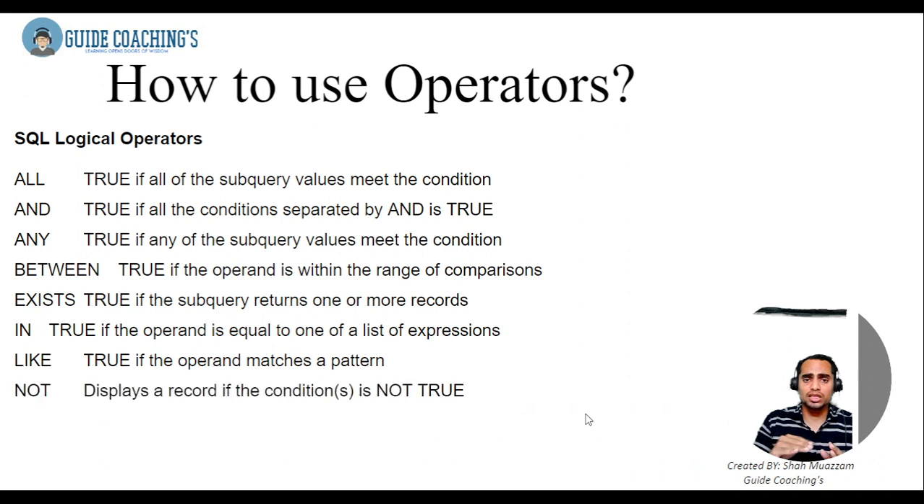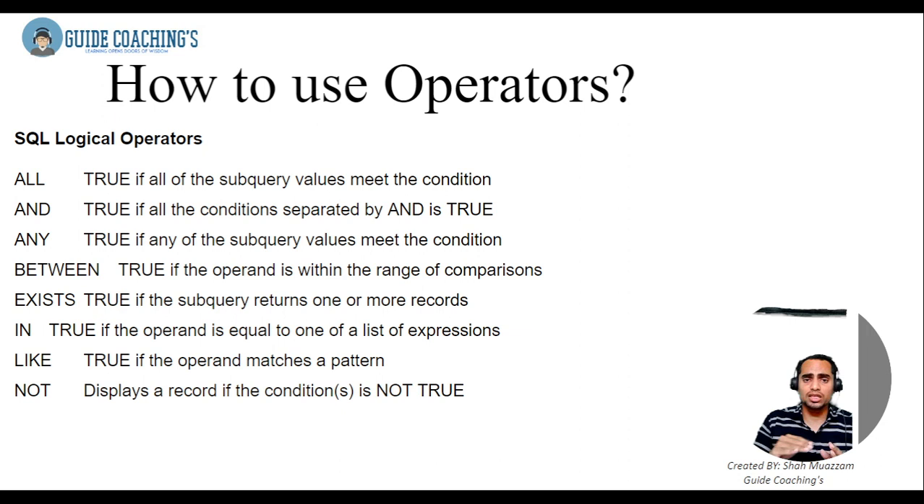Okay, then we'll see not. Not displays a record if the condition is not true. We will also see an example of how not is used. It is simply used with any condition, so we can write where not equals to, not like. We will use it in combination with like, and it will be operated only on characters and not numbers.